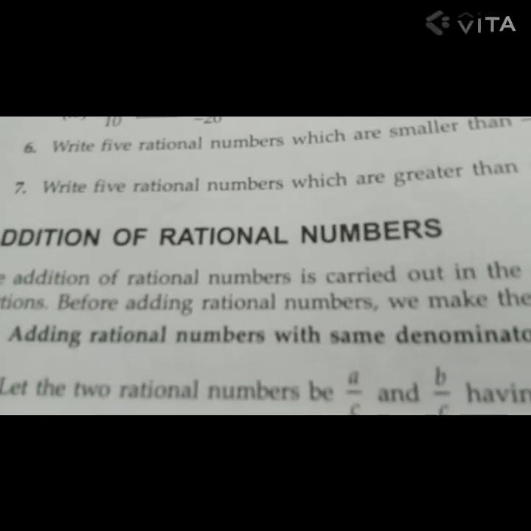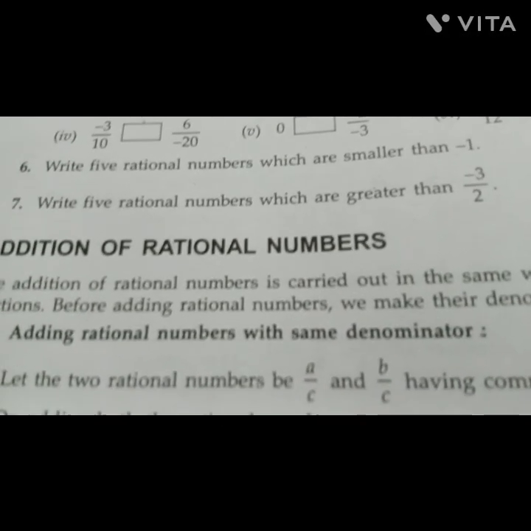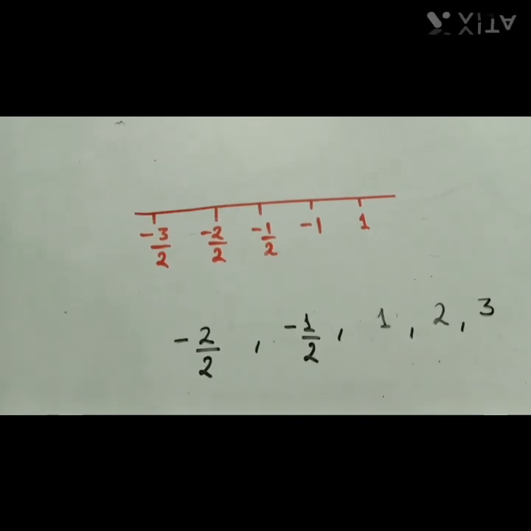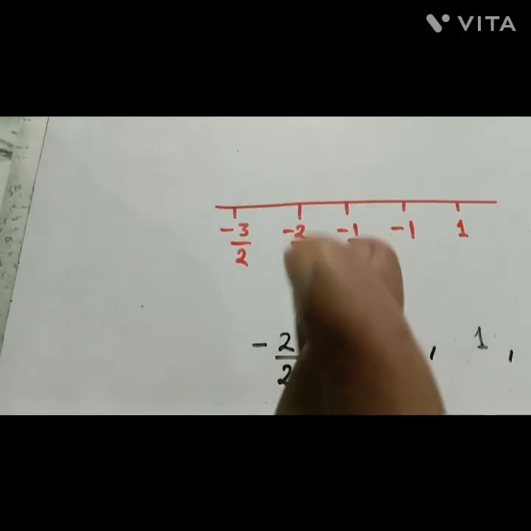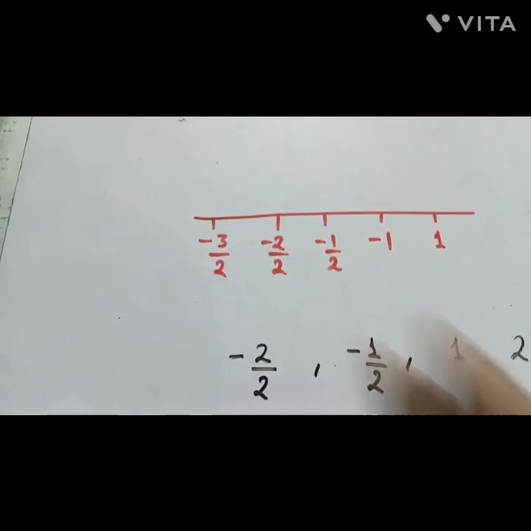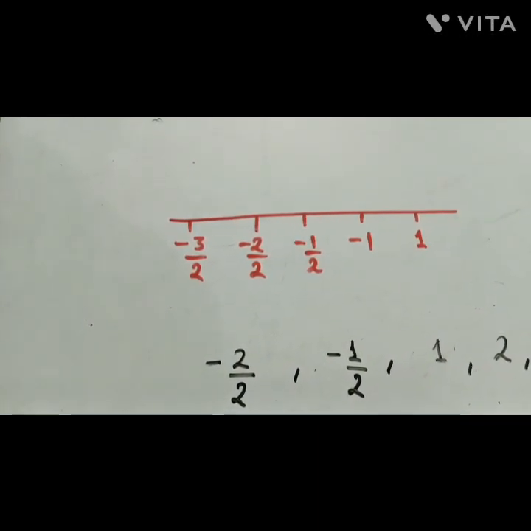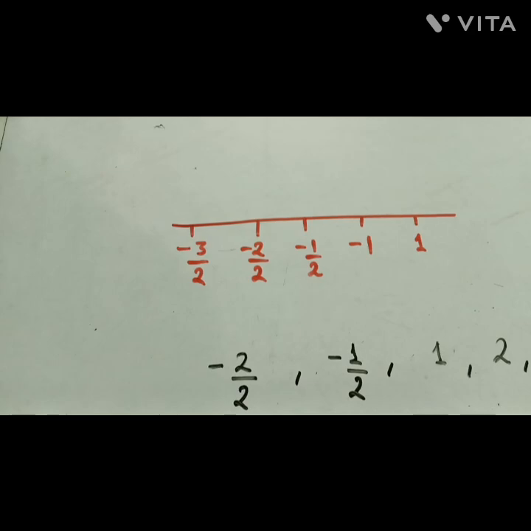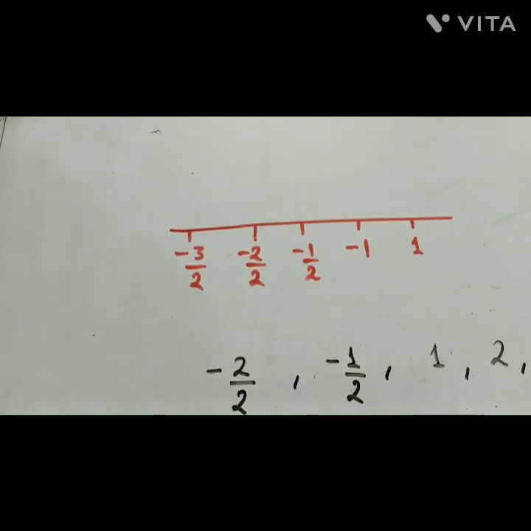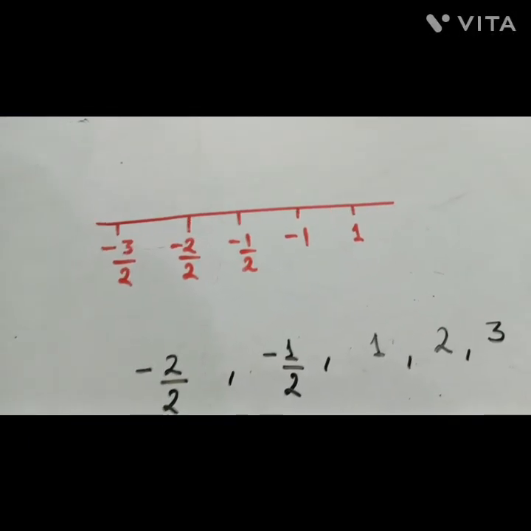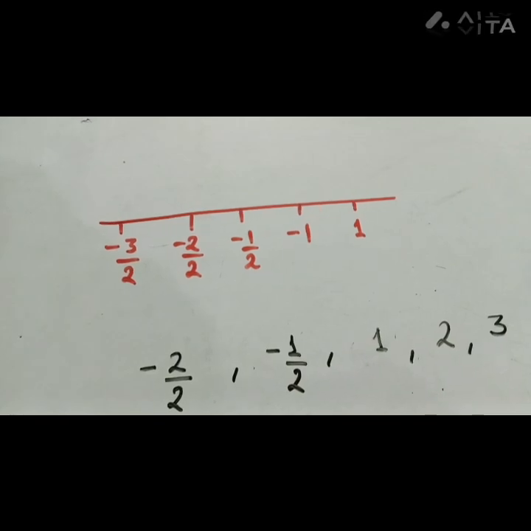Write 5 rational numbers which are greater than minus 3 by 2. So minus 3 by 2, and as we proceed to the right hand side of the number line, the value will increase. So minus 3 by 2, minus 2 by 2, minus 1 by 2. So minus 1 by 2 is greater than minus 3 by 2. Minus 1, then 1, 2, 3, and so on. So the final answer is minus 2 by 2, minus 1 by 2, 1, 2, 3.